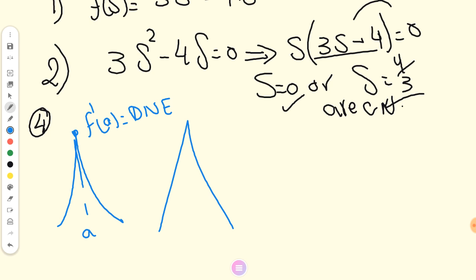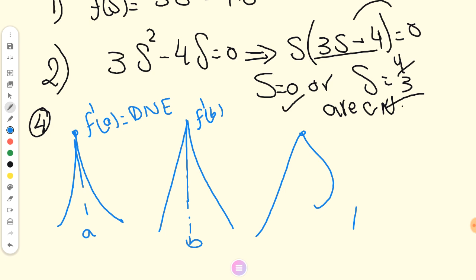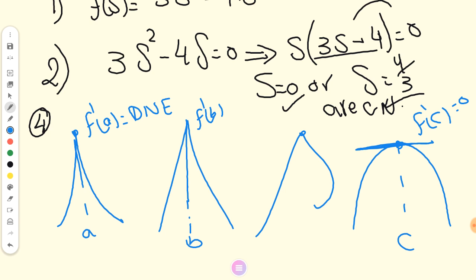From the graph, I can identify the value of the derivative at the extrema. This one has a sharp point at B, so the derivative at B does not exist. If we have a cusp, it is the same. But if the graph is smooth like this one, or has a horizontal tangent, the derivative at this extrema equals 0. I think it's clear.